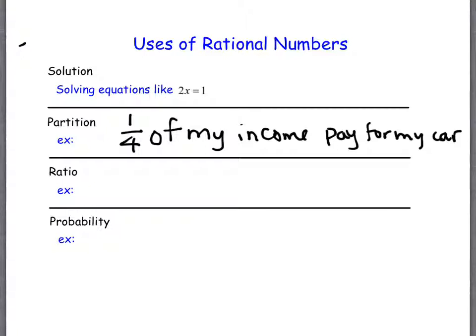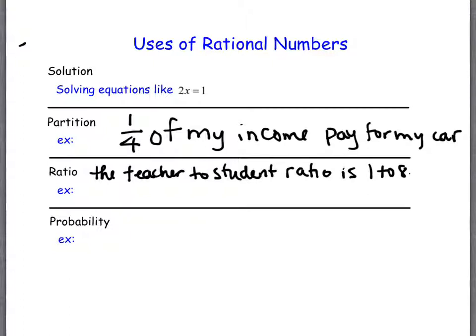Another use is in terms of ratios, something like this. The teacher to student ratio is 1:8. Okay, and we can write that in a fractional sense as well, 1/8. We can write that in this notation as 1:8. But it's a ratio. It's a comparison of two things is what you're really doing, comparing the number of teachers in this case to the number of students.